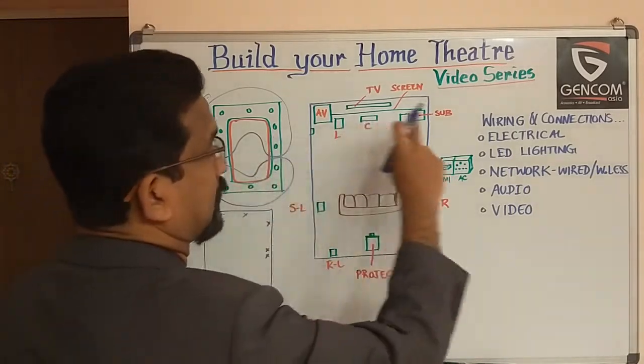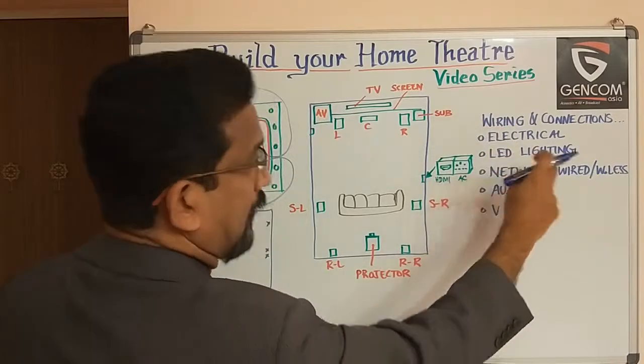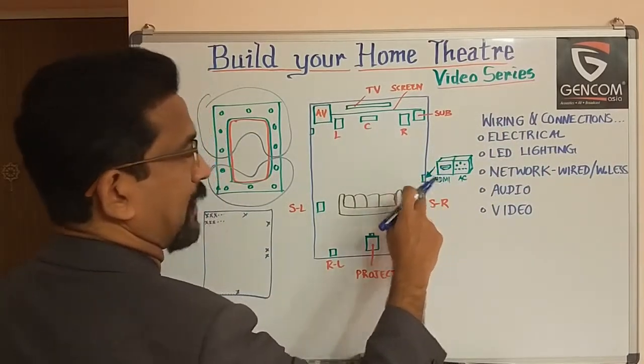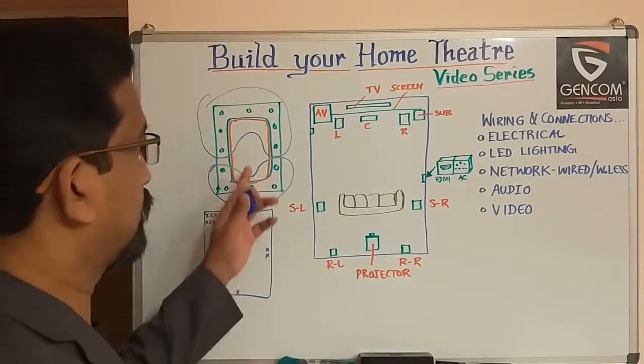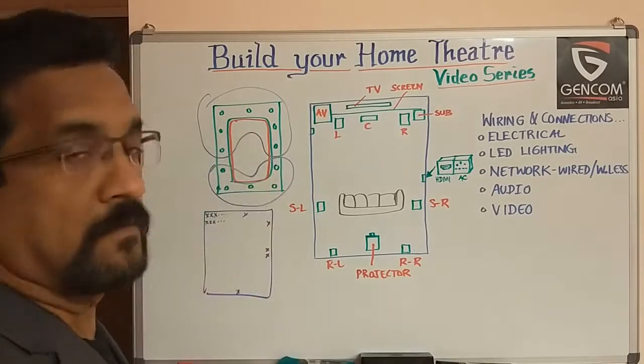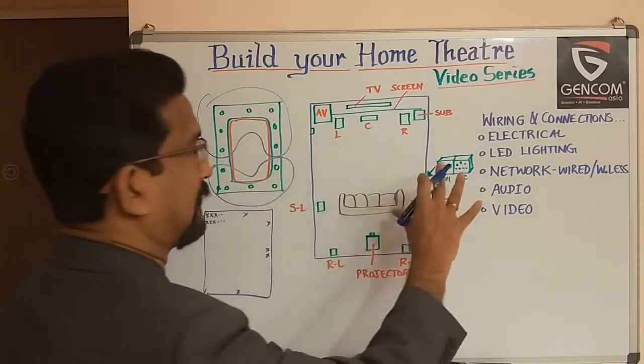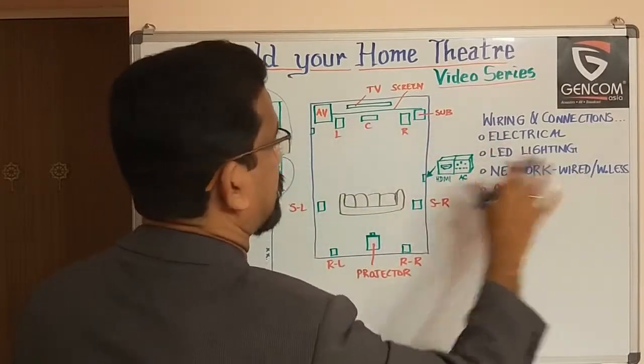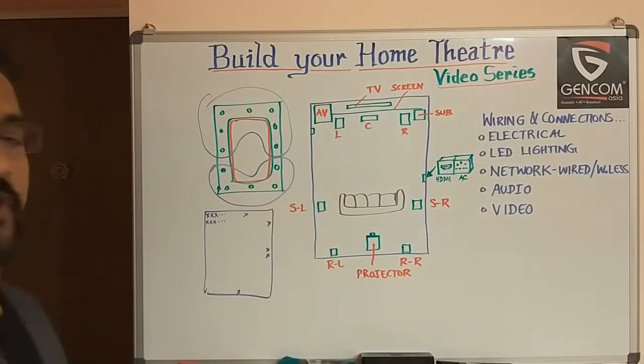Now the electrical wiring should ensure, combined with the LED lighting, that you have all the respective on/off switches for these particular lights. All that can be planned, right? So this is as far as the LED lighting for this particular home theater is concerned.